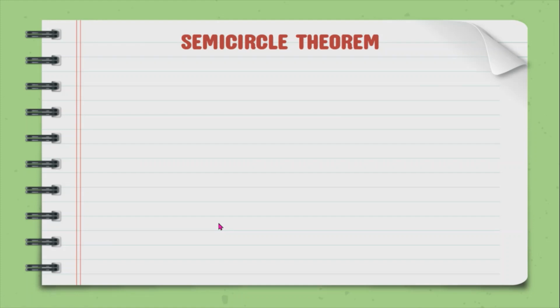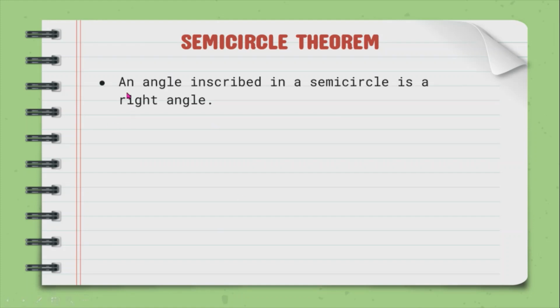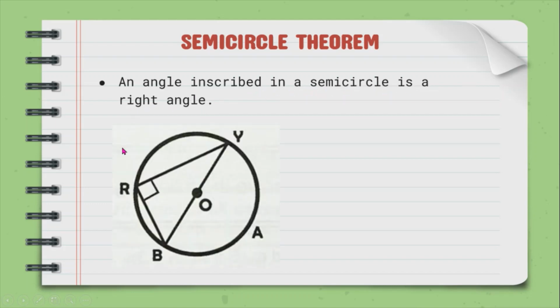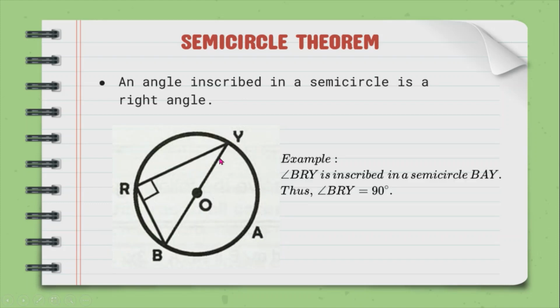Next, semicircle theorem. An angle inscribed in a semicircle is a right angle. Given this illustration, the angle BRY here is inscribed in semicircle BAY. Thus, the measure of BRY here is equal to 90 degrees since this is a right angle.